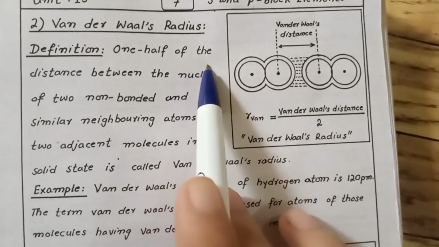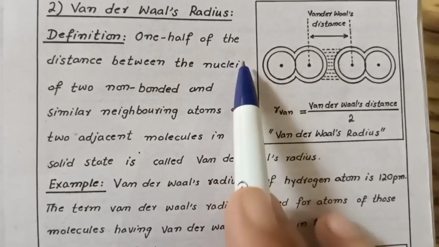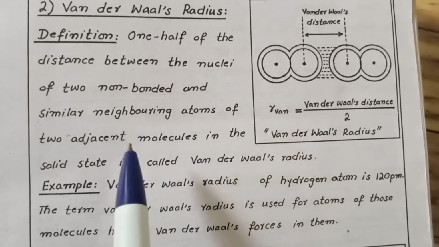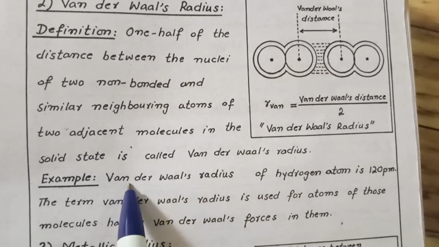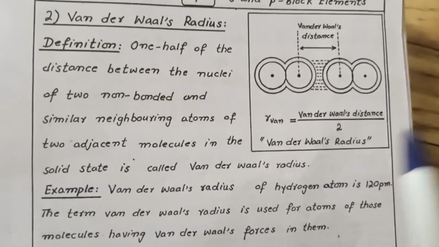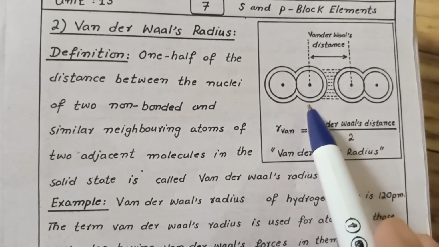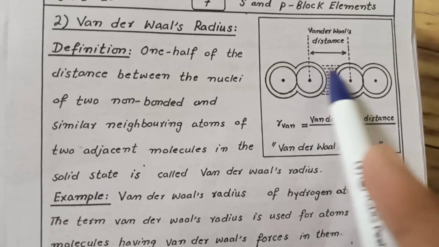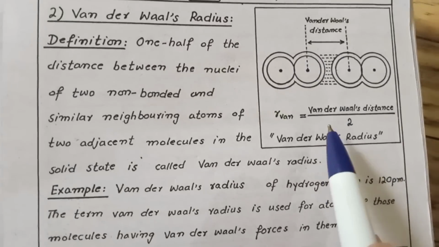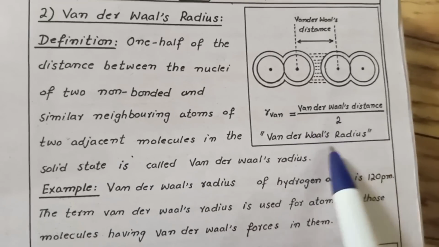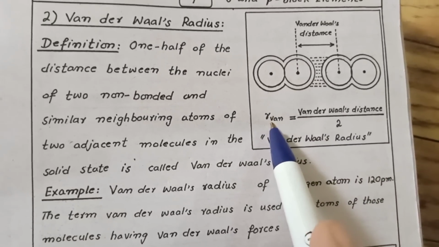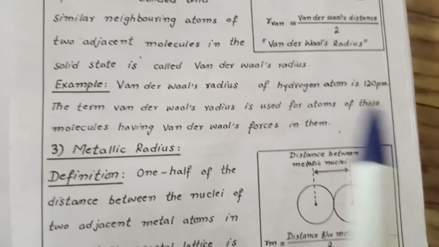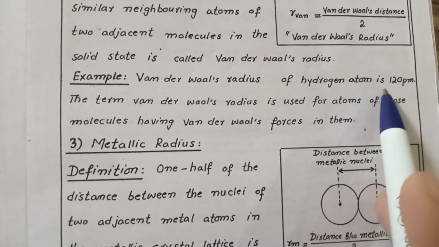Now what is a van der Waals radius? By definition, one half of the distance between the nuclei of two non-bonded, similar neighboring atoms of two adjacent molecules in the solid state is called the van der Waals radius. In the figure you can see there are two non-bonded similar neighboring atoms of two adjacent molecules in the solid state. The distance between them is called the van der Waals distance, and the formula is van der Waals distance divided by 2 equals r van der Waals.